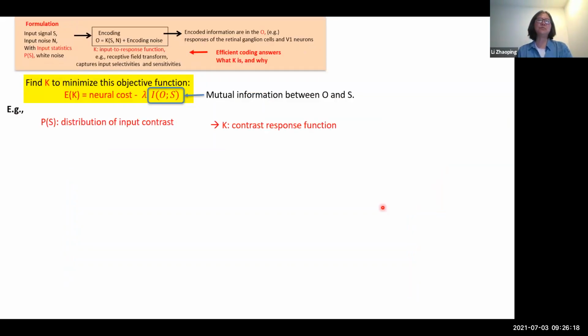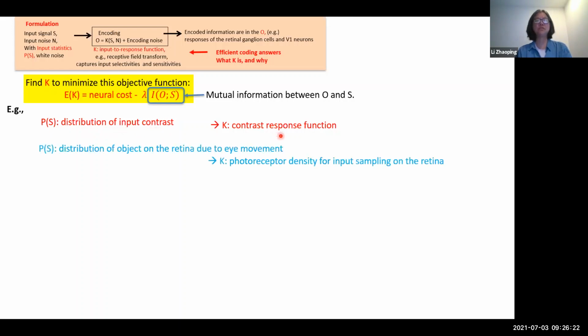Okay, so for instance, input statistics or probability distribution could be input contrast. You get a contrast response function. Take the probability distribution of objects on a retina due to eye movement, because you move your eyes and put objects in different locations. Then you can derive what the photoreceptor density on the retina should be. You can derive that from that, okay? And then, what is the distribution of color spectrum in your environment, then you can derive what kind of cones.